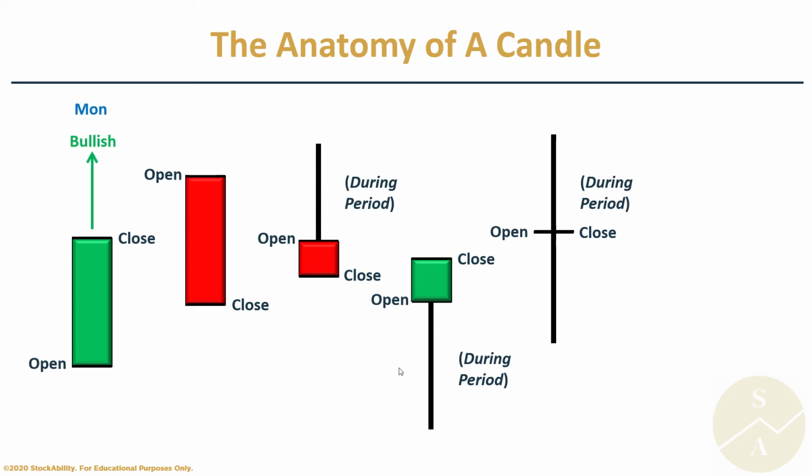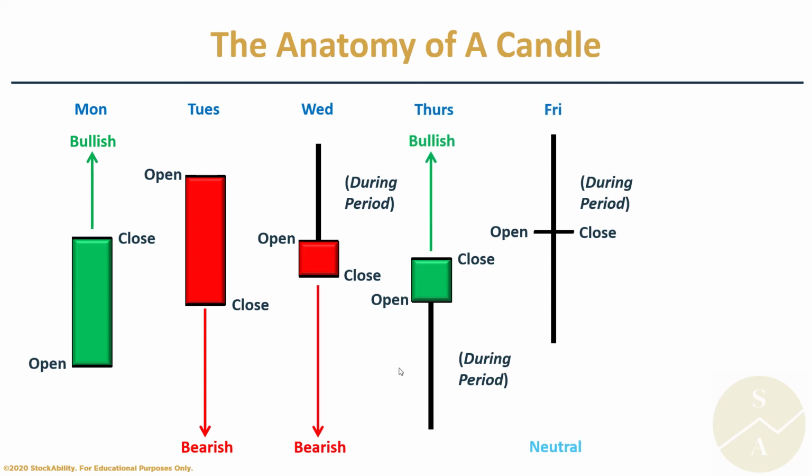Now on the Monday, we can see that we had bullish price action. The Tuesday, bearish price action. The Wednesday was also a down day, so again, bearish. The Thursday would be bullish. And then the Friday? Yeah, neutral. The price opened, went up, came back down, and closed at exactly the same price.